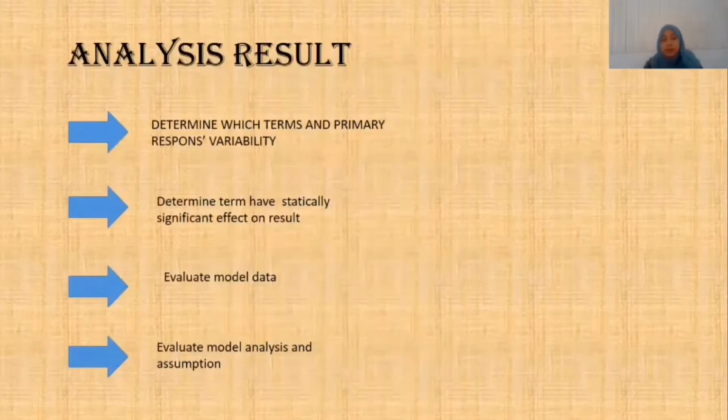Next, this is the analysis result for DOE. For the analysis result, we have 4 steps. First, determine which term affects primary response variability. Second, determine which term has a statistically significant effect on the result. Third, evaluate model data. Fourth, evaluate model analysis and assumption.